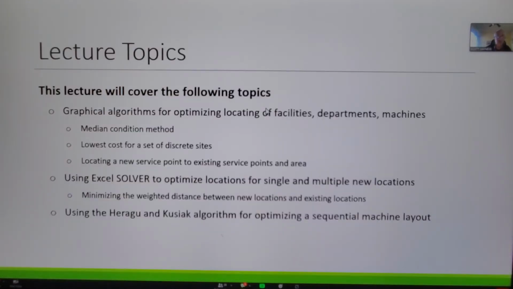All right. So what we're going to talk about today is some graphical algorithms to help optimize locating of facilities, departments, or machines. As I said, where should you place a new facility, a new department, or a new machine that would provide the best solution? We're going to do it using graphical methods to begin with. Then we're going to use Excel Solver.